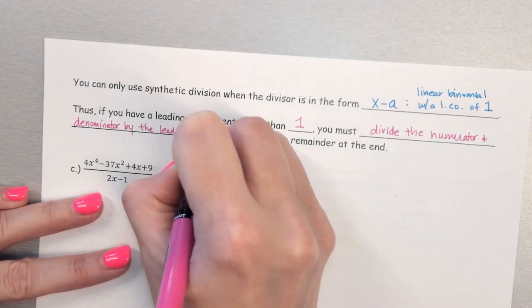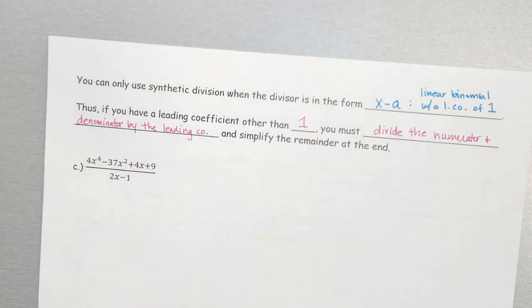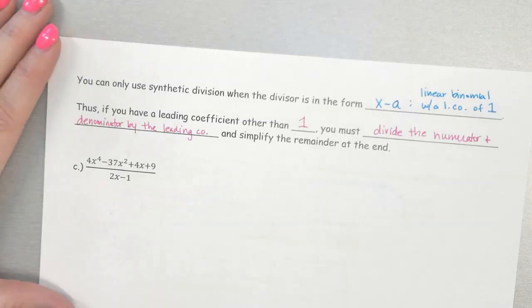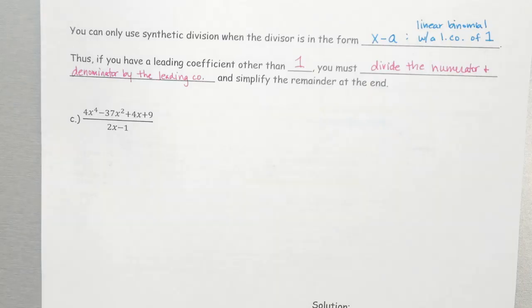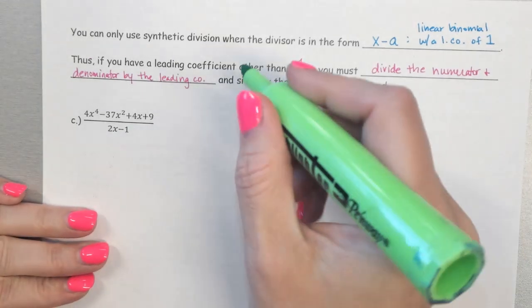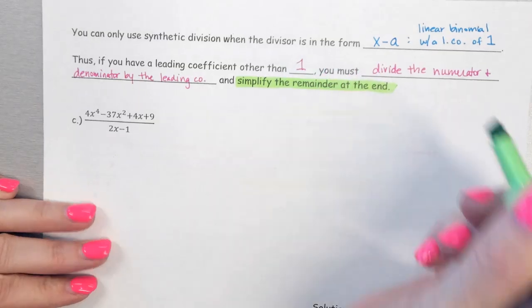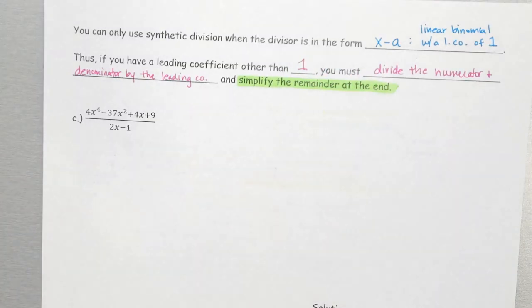I'll just say the leading coefficient, if that's okay. So if you have a leading coefficient other than 1, we are going to be dividing, kind of like when we were completing the square and we had a value that wasn't 1, we would do division. And then we are also going to be simplifying the remainder at the end. So if you have this, you can't just divide and everything's great. You are going to have to do one more step.